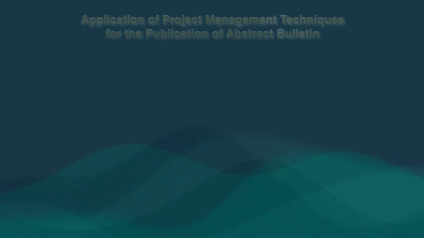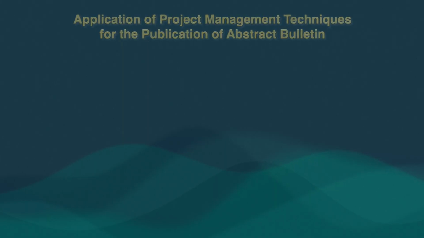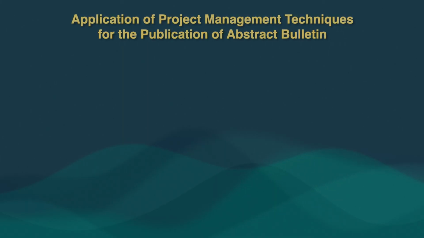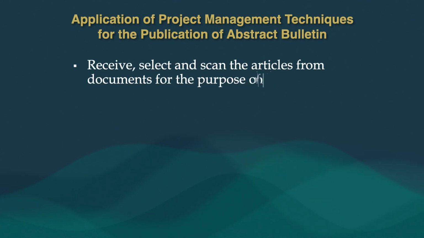The next point is application of project management techniques for the publication of an abstract bulletin. Receive, select and scan the articles from documents for the purpose of abstracting. Abstracting is a service which is provided by the libraries and information centers. So, if we are going to prepare an abstract bulletin, that may be a project.